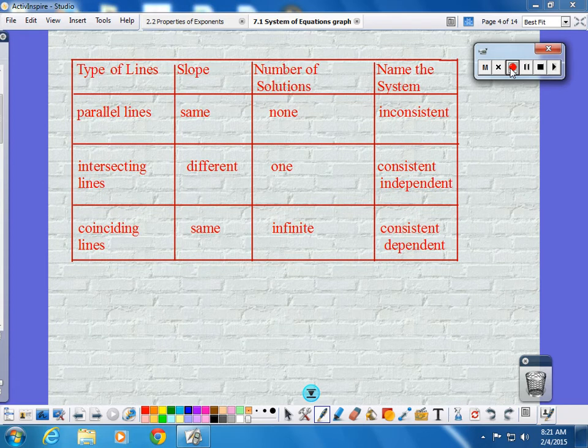Alright, so this puts everything together. This would be a good thing to look at and study. An inconsistent system of equations, graphically, would be parallel lines. They have the same slope, they have no solutions.